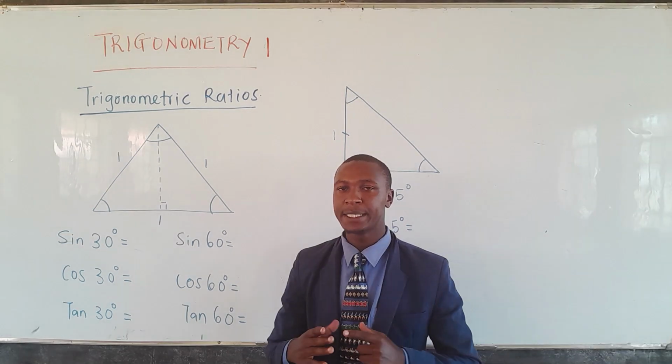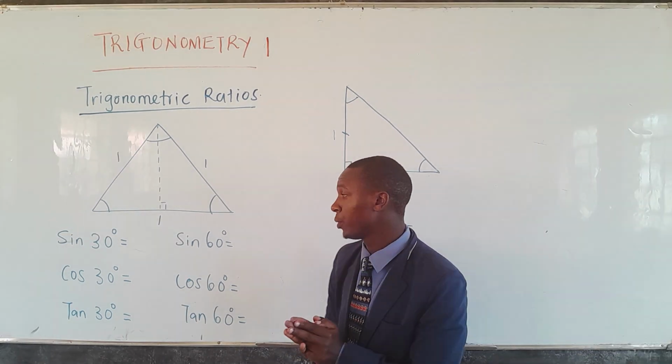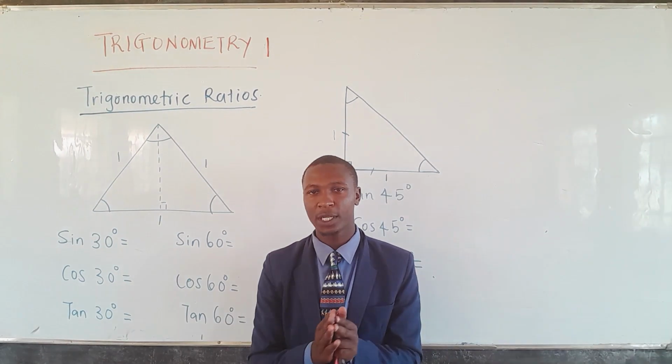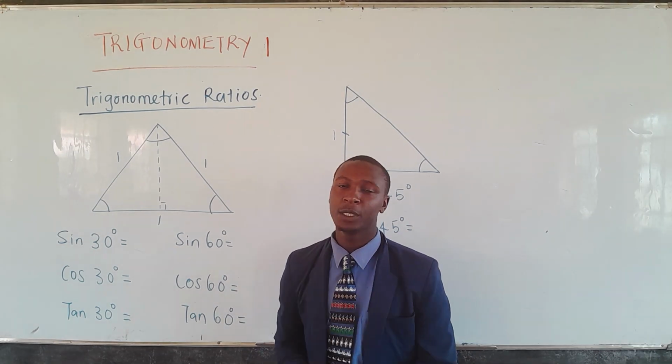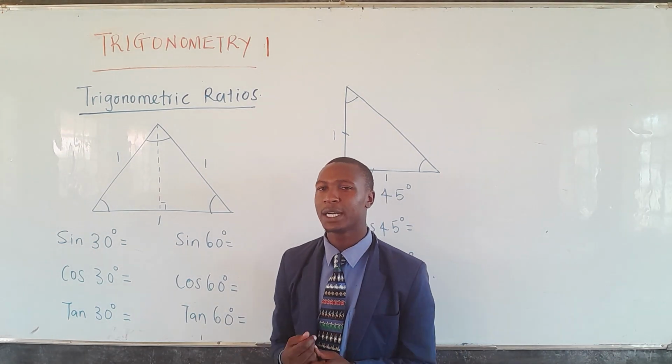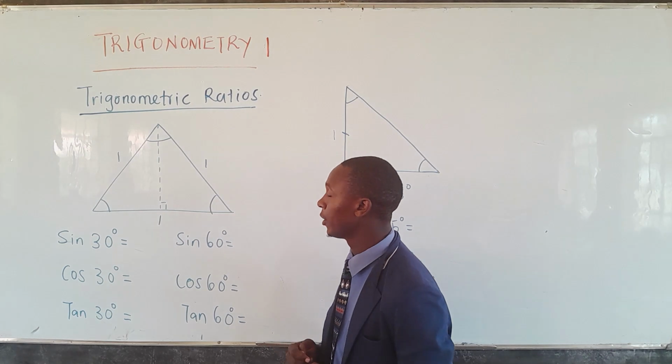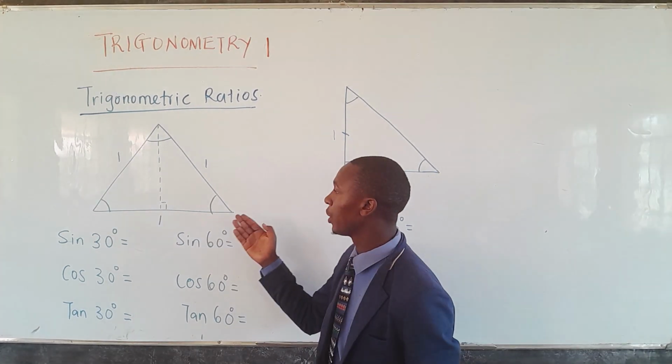We have those basic ratios that we know. For example, if you take the sine of 30 from your calculator, you're going to notice that it is a half. But how can you work that out without using a calculator? We are going to be explaining that using our unit triangle.